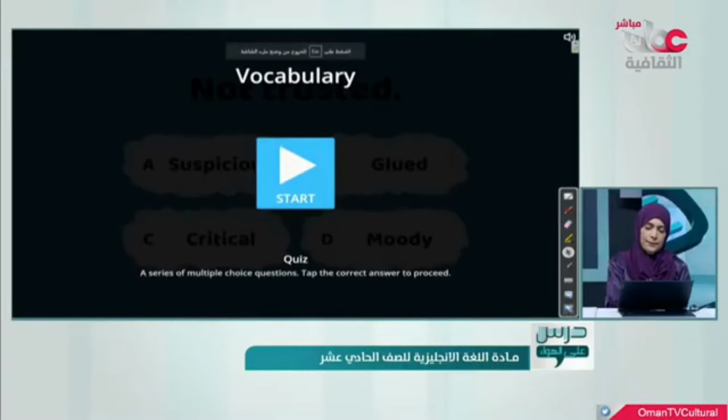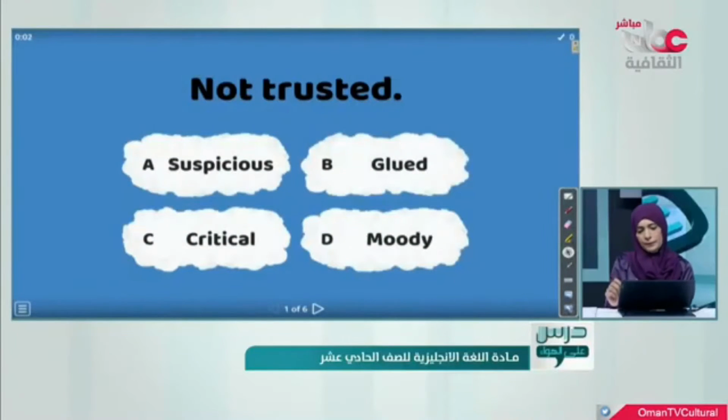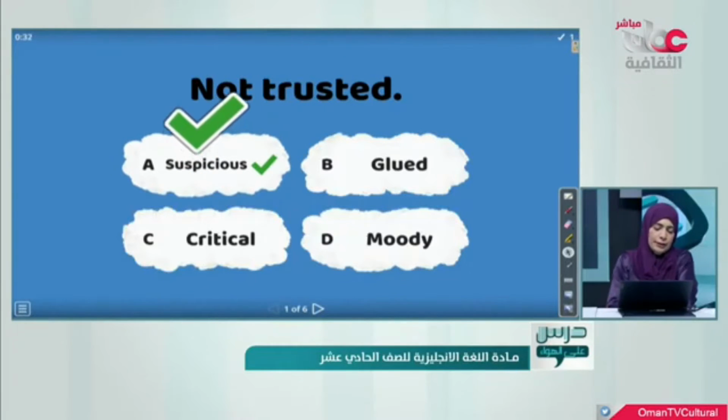As you can see, number 1, I have to search for a word which means not trusted. Here I have 4 choices: suspicious, critical, glued, and moody. Not trusted refers to A, which is suspicious. If the words are new for you, please, you may repeat the words after me. Suspicious is the correct choice.